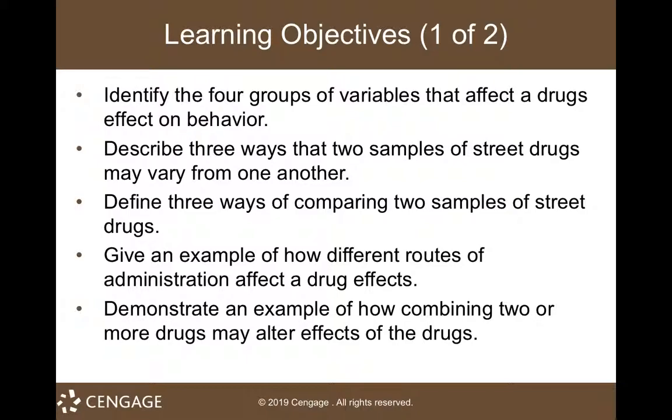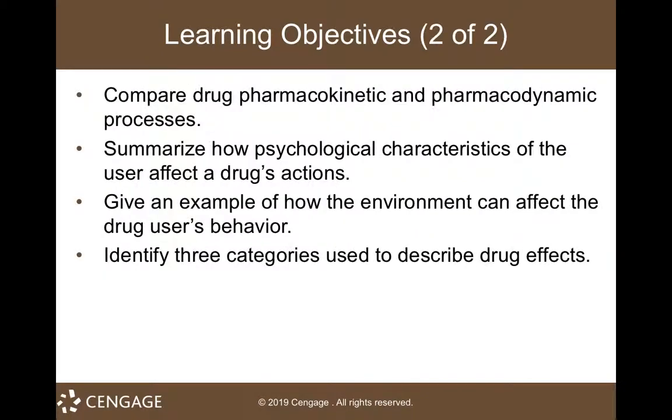So on top of all this, we then have to look at the physiological functioning of the drug user. Pharmacokinetics are concerned with the physiological processes involved in the body's absorption, distribution, metabolism, and excretion. And then we have pharmacodynamics, which is concerned with the study of where and how a drug produces its effects. And a lot of that is based off of how the substance is being used.